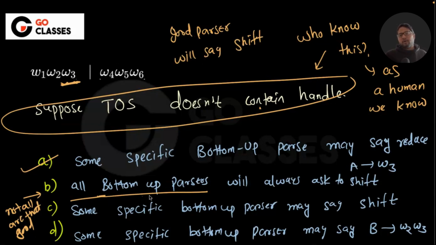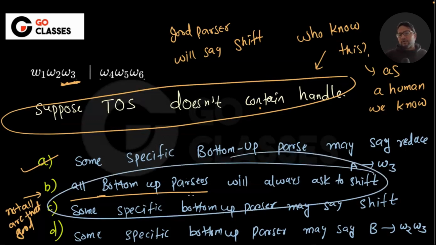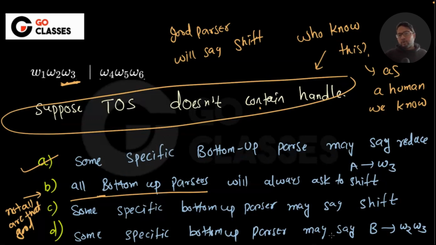So what are the answers? All bottom-up parsers will ask to shift. Do you think all bottom-up parsers are that good? May not be. I can write a very bad parser which will always say reduce, whenever you see some possibility, reduce it. I can always write some bad parser. So, do you think all the bottom-up parsers are that good? Need not be, right?